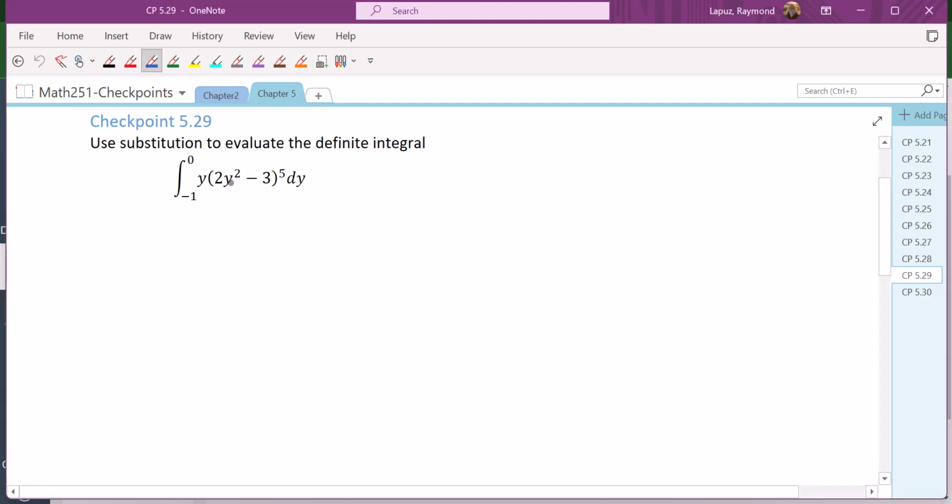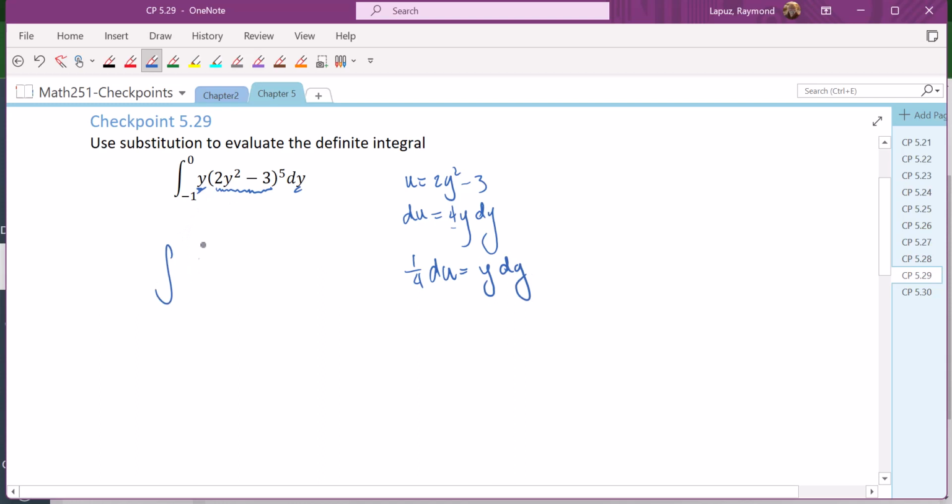As a substitution, I am interested in looking at what's inside of the parentheses, kind of thinking ahead. The derivative of 2y squared minus 3 will be 4y. The 4 doesn't really matter, but there's a y here, which is what we're interested in. So we will let u equal 2y squared minus 3. du will be 4y dy. So I have the y dy here, but there's an extra 4. Let's divide out the 4 and get 1/4 du is equal to y dy.